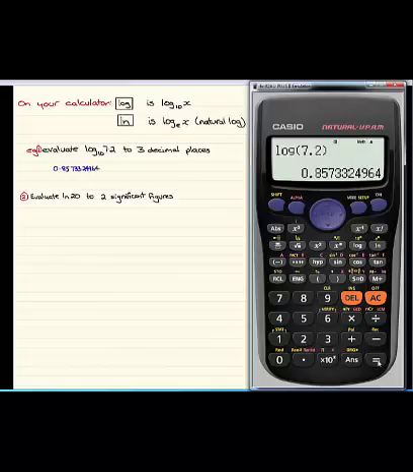To evaluate this, I get 0.857332494. Please remember, write your whole calculator answer before you round off, because there is only one question in your whole paper where they will care about that, and if you write the whole calculator answer every other time, you will never lose a mark for rounding incorrectly. But if you don't write down your whole calculator answer and you round off incorrectly, you can lose marks. So get into that habit. If I round that off to 3 decimal places, I am getting 0.857.